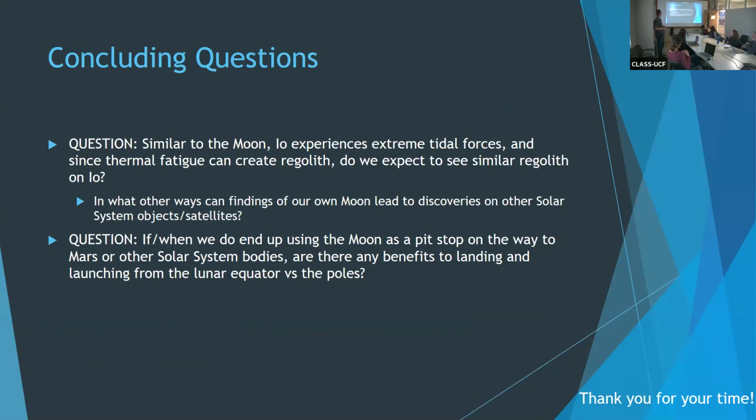Okay, so then just some final questions. We're running a little short on time now. Basically, in what ways can findings of our own moon lead to discoveries on other solar system objects and satellites? For example, Io, we know experiences those extreme tidal forces. And since we talked about the thermal fatigue, do we expect to see similar regolith on Io? Obviously it's very volcanically active, so I don't know if that would have any influence on seeing that regolith or not, but any ideas?